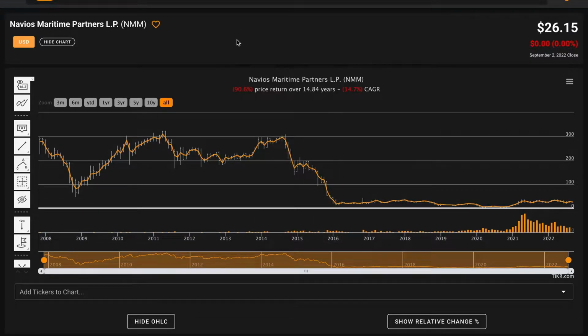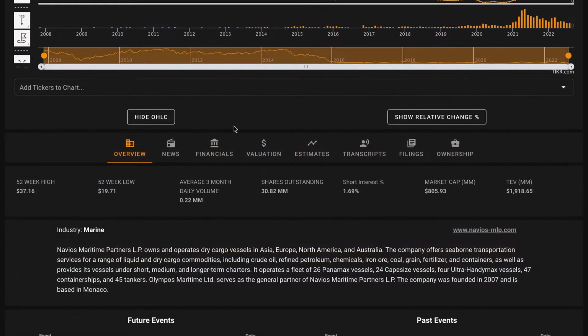If you'd want a more accurate picture of the business over this time frame, I highly would recommend going back and reading through their 10-Ks to understand exactly what transpired in Navios over the last 15 years or so. Navios is trading snugly between their 52-week high and their 52-week low. They have a market cap of nearly $805 million.